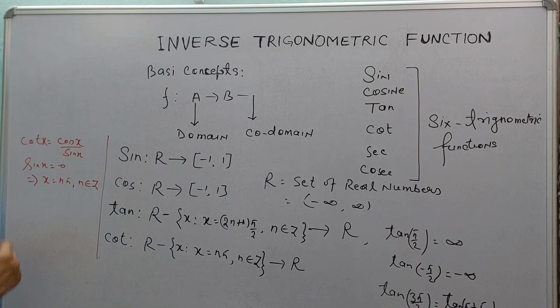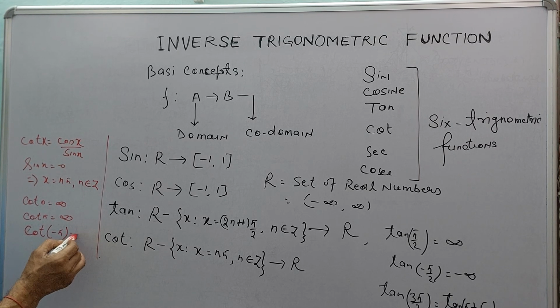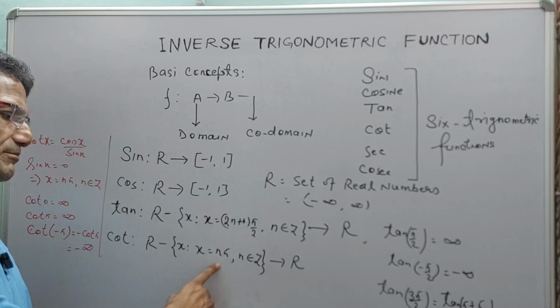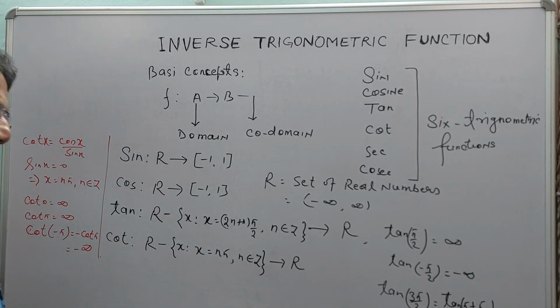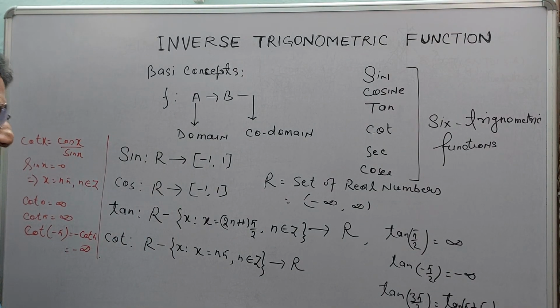From the cot function, because cot 0 degree is not defined, cot pi is not defined, and similarly cot minus pi is equal to minus cot pi, which has the value minus infinite. So it means all integral multiples of pi, where integral means the multipliers should be integers.